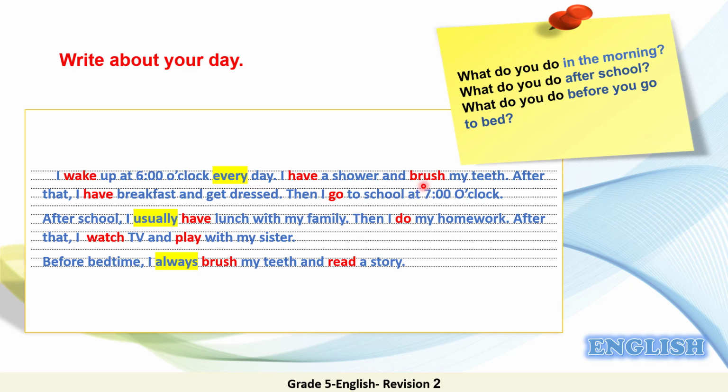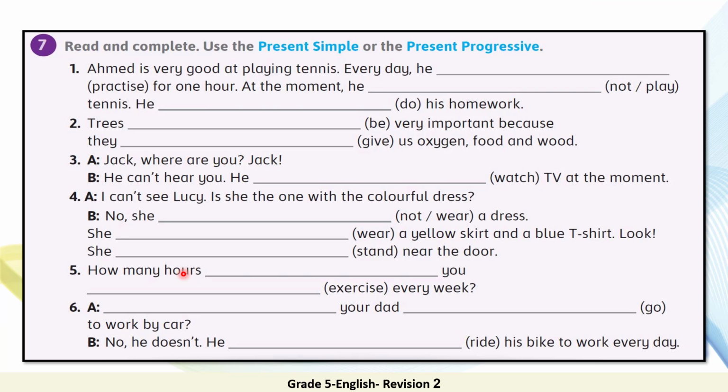Notice how I used the present simple here? All the verbs in red color are in present simple. I also used some time expressions like every, usually, and always. Did you get that? Good. For more practice, we could do this activity in your workbook, page 58. Read and complete. Use the present simple or the present progressive.